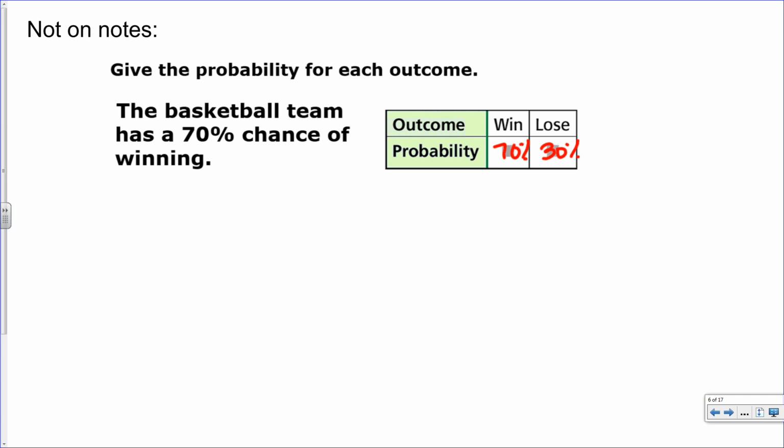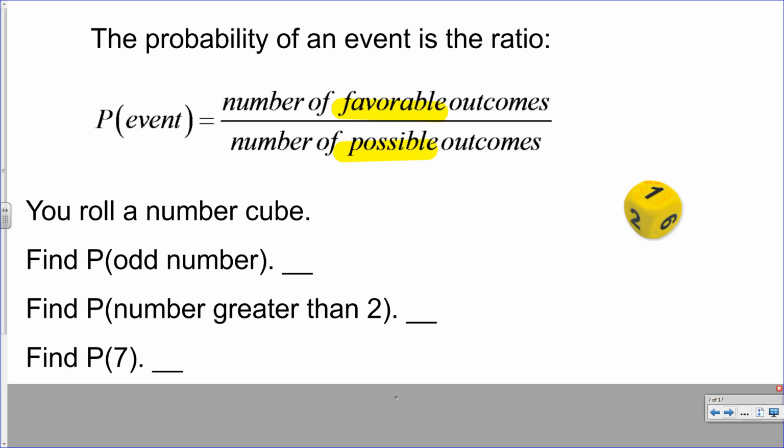Now, back to your notes. The probability of an event is a ratio. We write P and then we write whatever the event is in parentheses. And it's always the number of favorable outcomes over the number of possible outcomes.